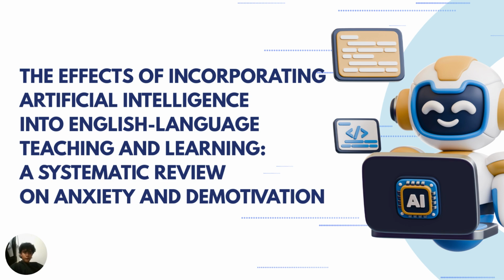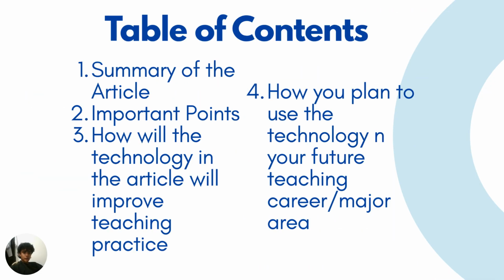All right, hello. I'm gonna do a report on the effects of incorporating artificial intelligence into English language teaching and learning, a systematic review on anxiety and demotivation. So, the table of contents: you have the summary of the article, important points, how will the technology in the article improve teaching practice, and how do you plan to use the technology in your future teaching career or major area? So let's get into the main gist of the article.